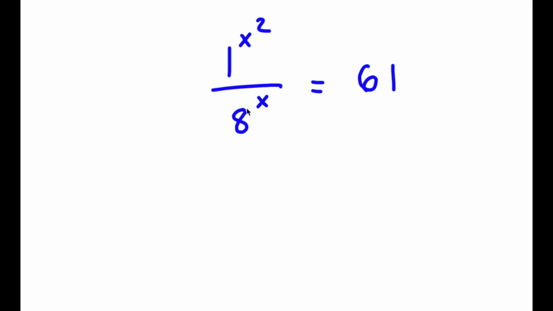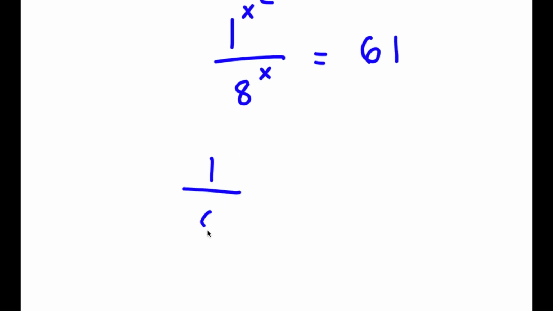Alright, so in this problem, I have 1 to the power of x squared over 8 to the power of x is equal to 61. To solve this, first off, 1 to the power of any number is going to equal 1, meaning 1 to the power of x squared is simply equal to 1. So now I have 1 over 8 to the power of x is equal to 61.